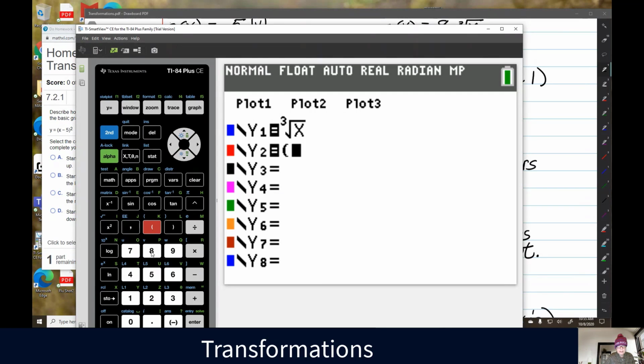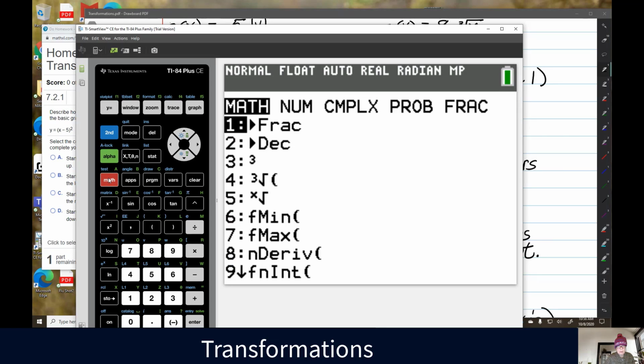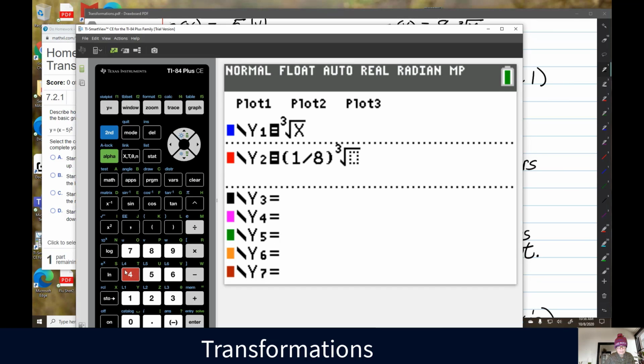So parentheses, 1 divided by 8, parentheses closed, times x to the 4th, and then come to the outside and graph it.